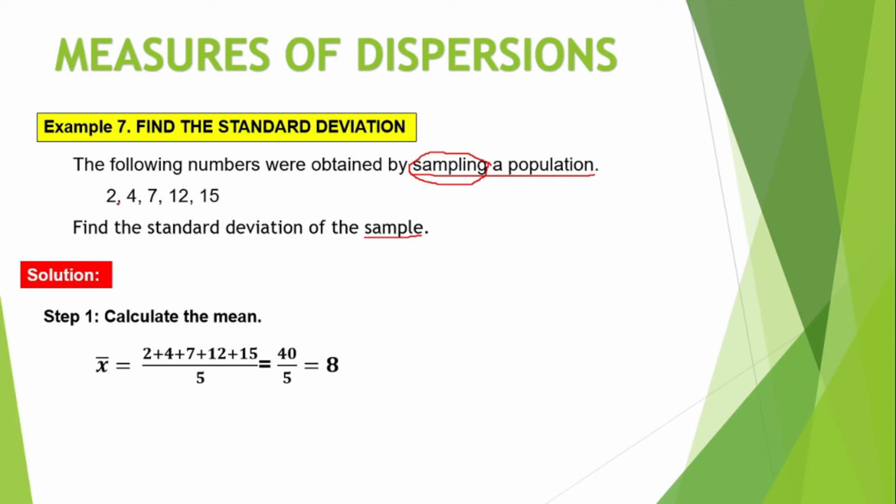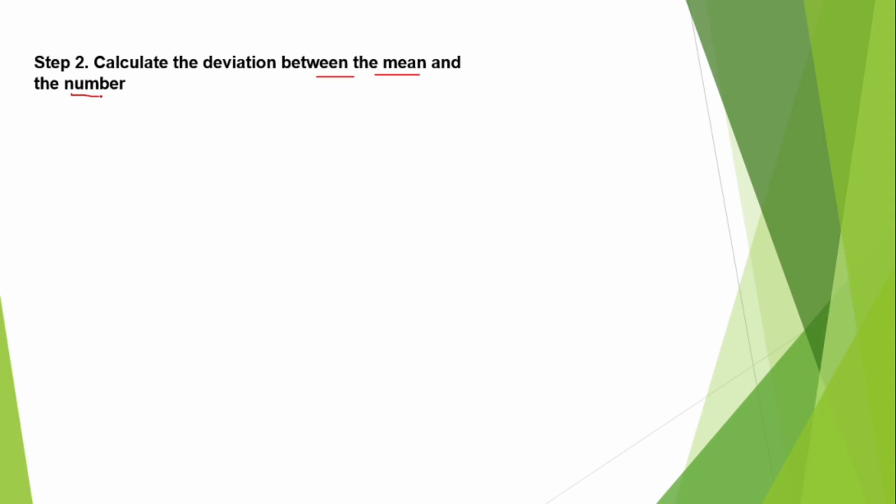we just get the sum of these and divide it by 5. The sum of these numbers is 40, divided by 5, so we have 8. So, it means that 8 is our mean. Step 2, calculate the deviation between the mean and the number. So, calculate the difference between the mean and the number. In this portion, we can make a table. And our mean here is equal to 8.